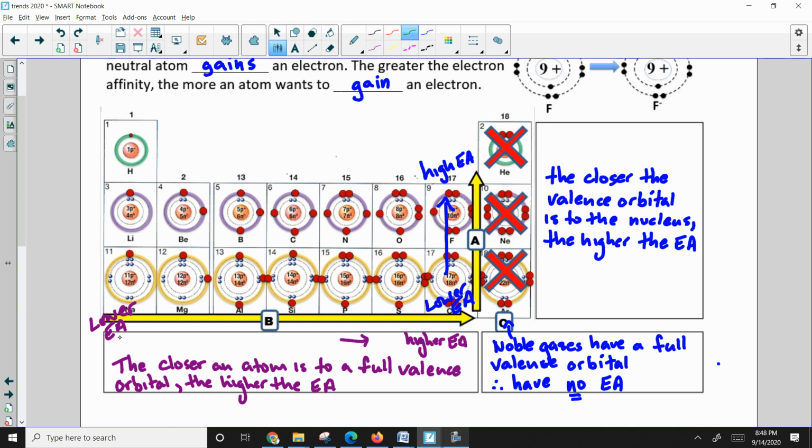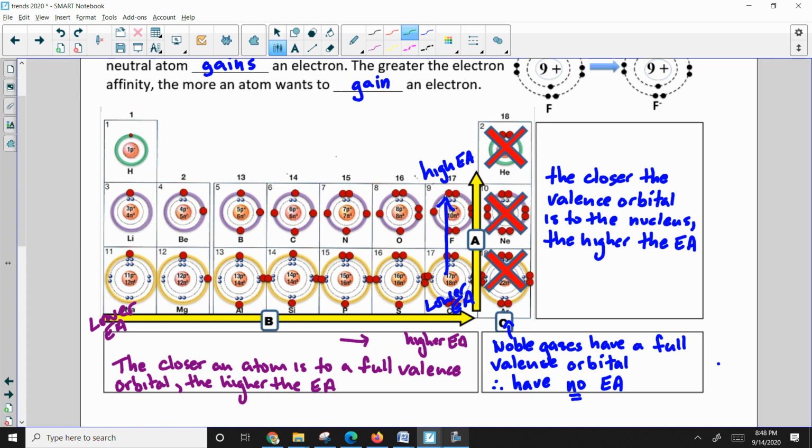Now, what happens as you're going across? As you're closer and closer to a full outer orbital, you have a higher and higher desire for electrons. So you have a higher electron affinity. So it increases going across. Now the other thing is, what about this pattern here? The electron affinity increases going upwards.